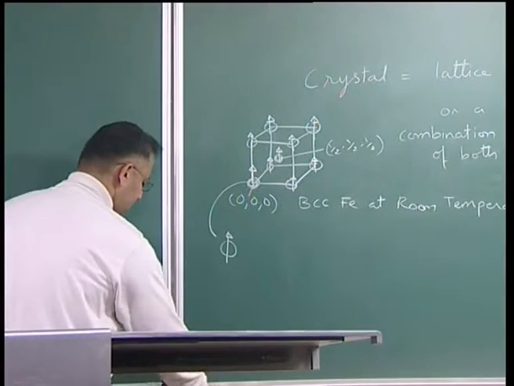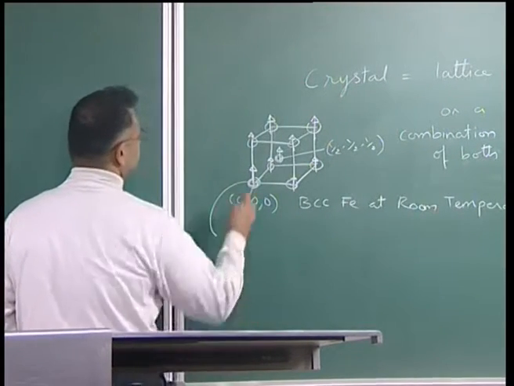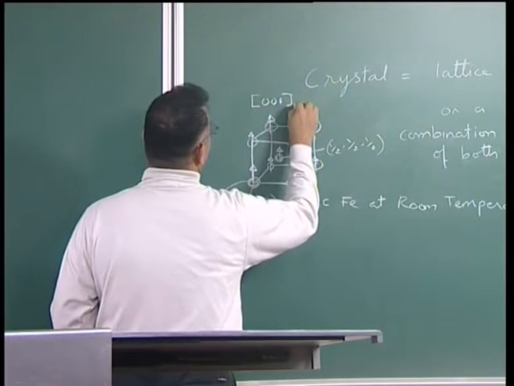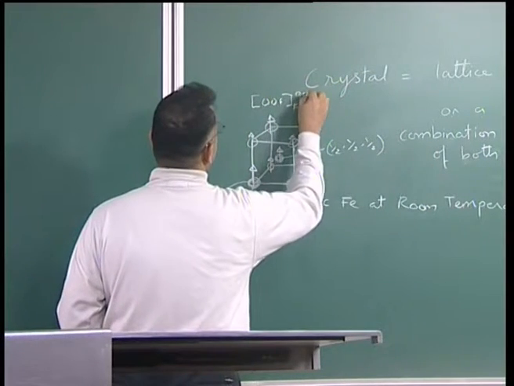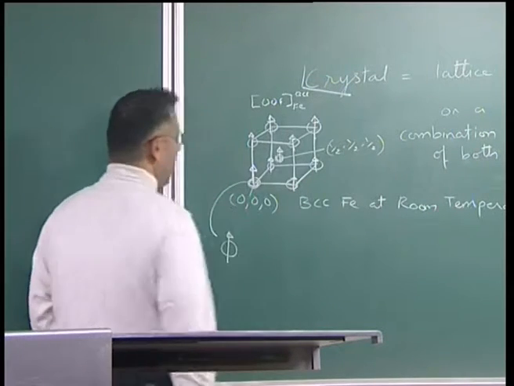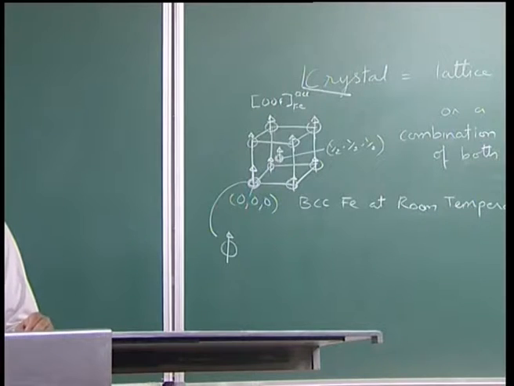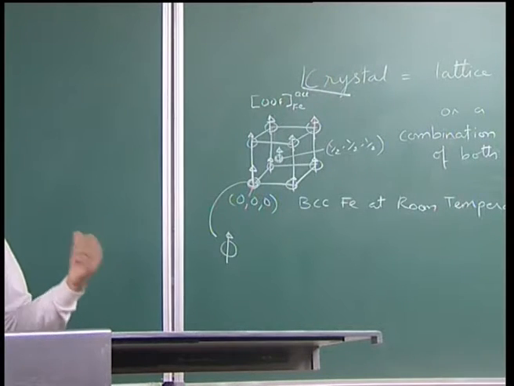That means they are all pointing in the same direction. In this case, of course, we can think of it as the 0, 0, 1 direction in BCC iron. Therefore, the order we are talking about here can be orientational or positional, and the crystal being considered has, in the strictest sense, orientational order and positional order.